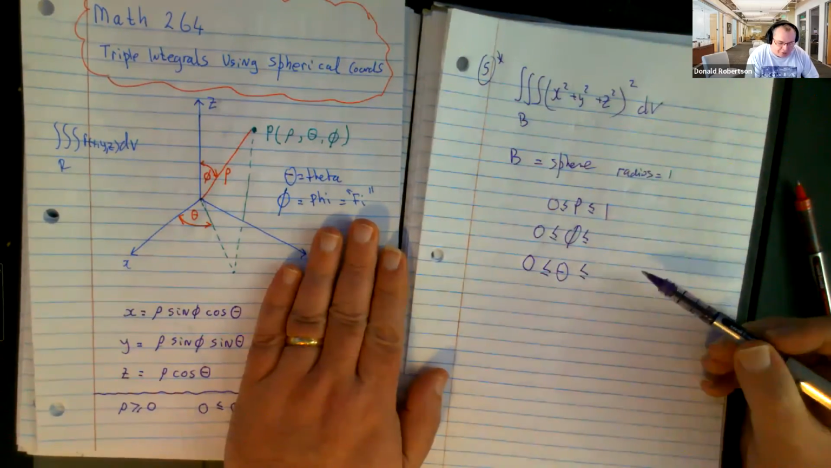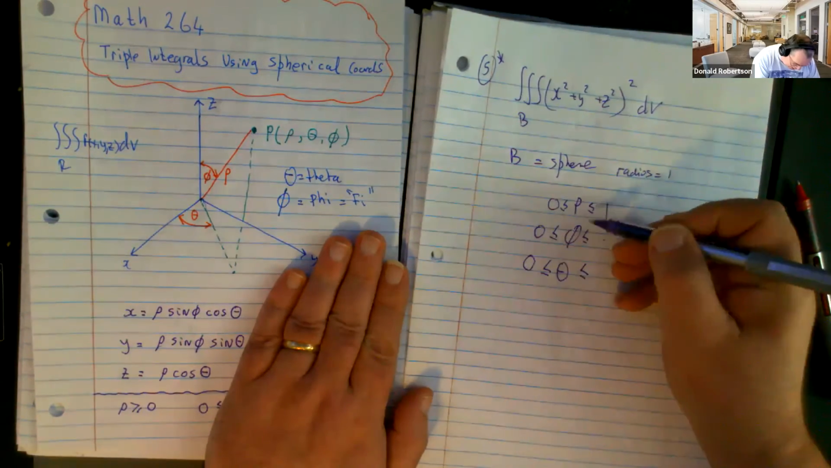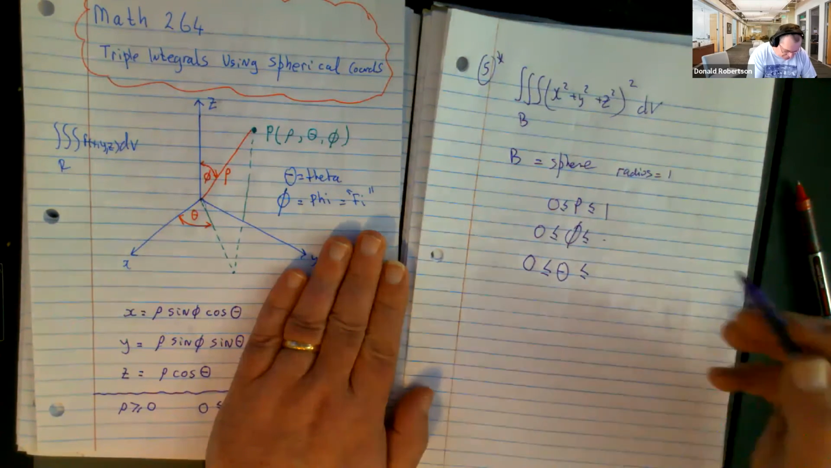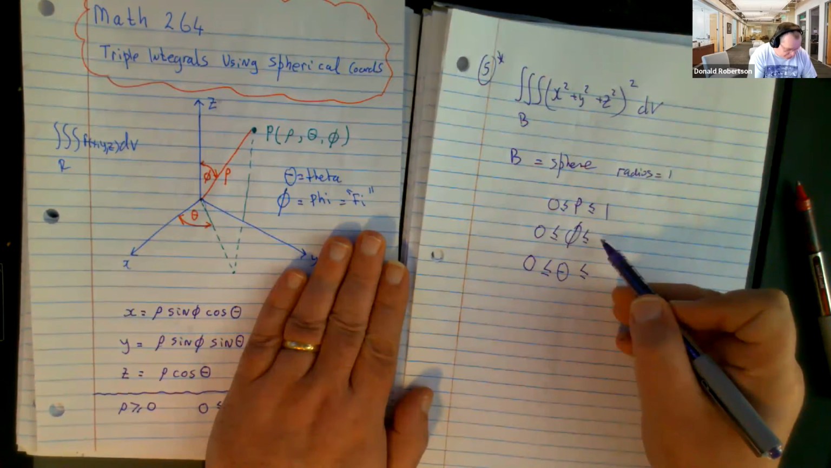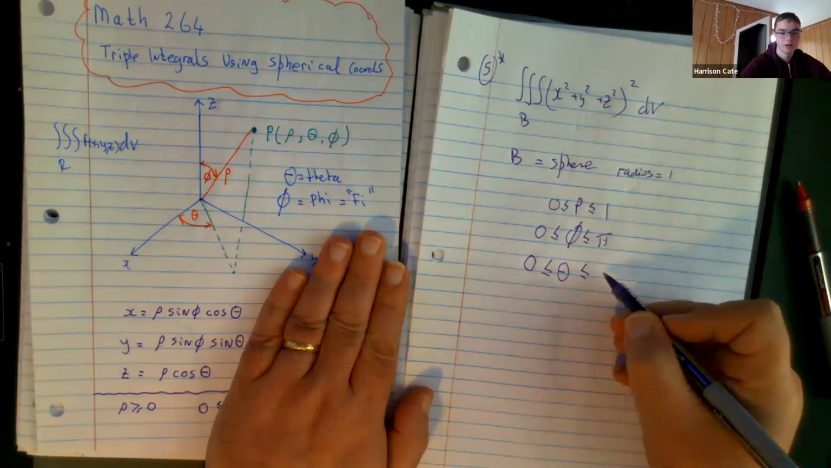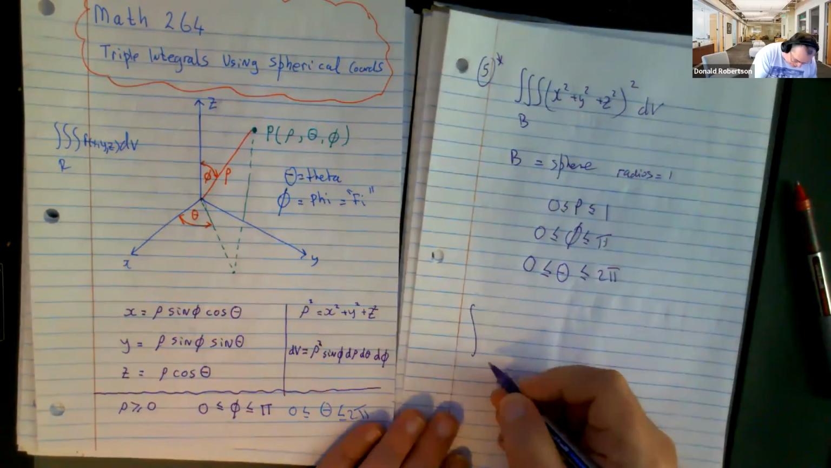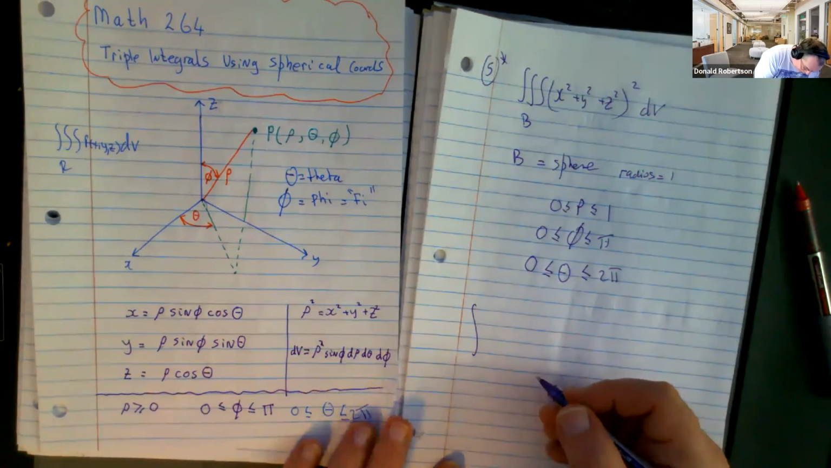What does phi range from if it's an entire sphere? Zero to pi, right? Yeah, and then 2 pi for the other one. So our integral can be in any order you like, because they're all numbers.